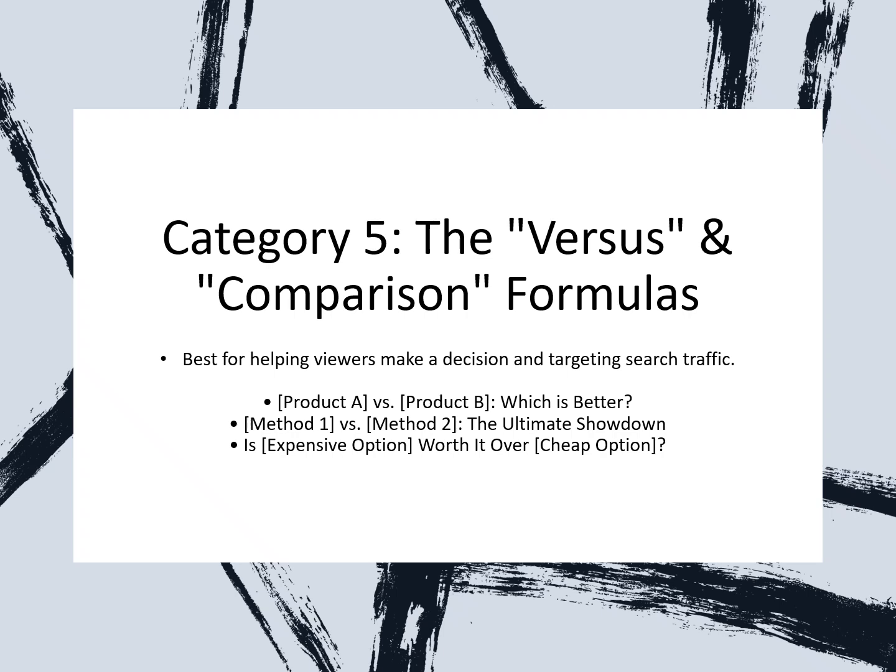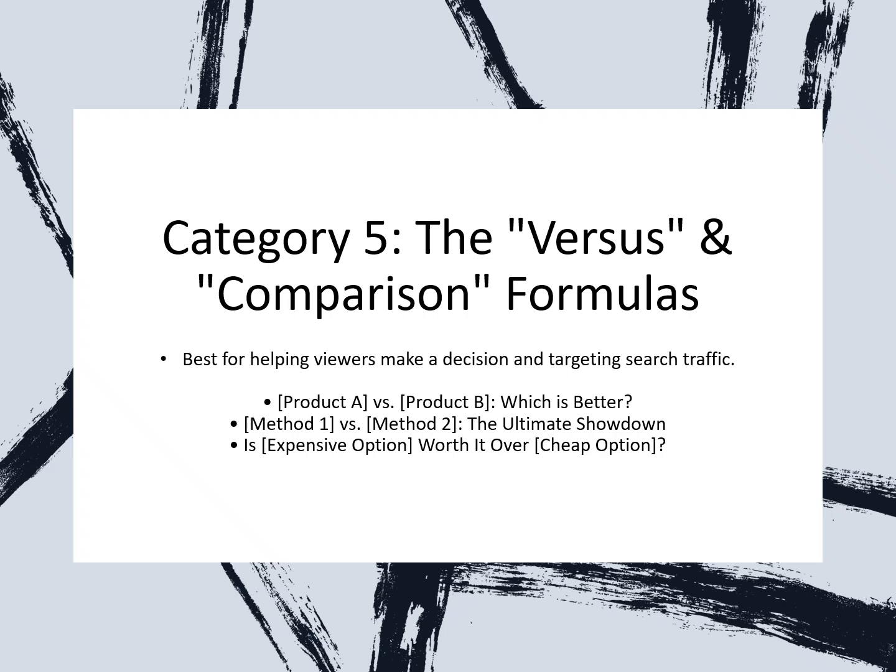So method, okay, and then you have the method versus method, method one versus method two, the ultimate showdown. It's like a comparison, but that's like, pardon me, that's like another verse formula, but you're changing the wording. So you have a product A versus product B formula. That's the versus formula, which is better. Then you have another verse formula that you can switch it up and you can say method one versus method two, the ultimate showdown.